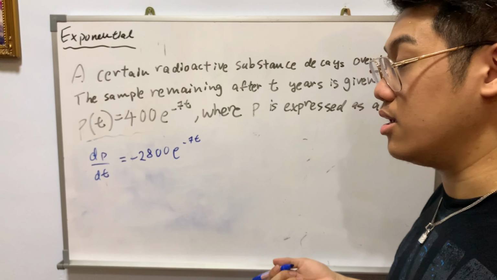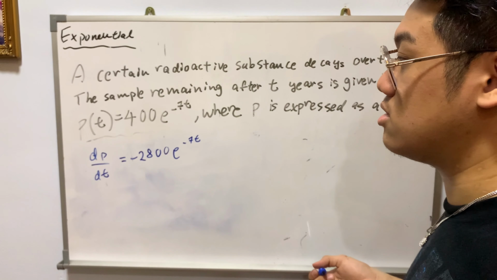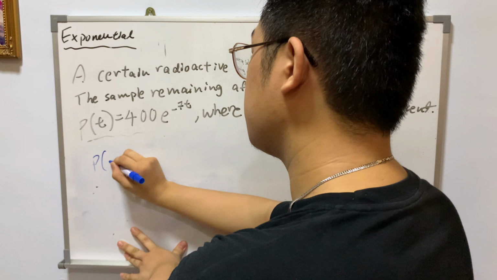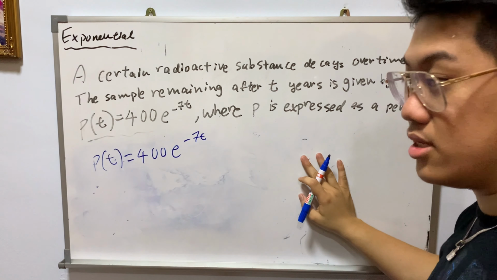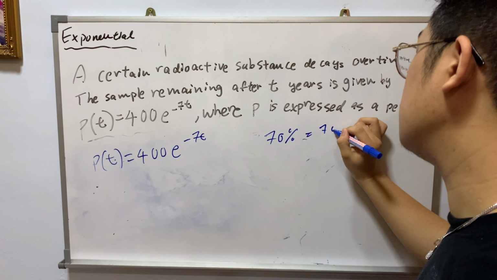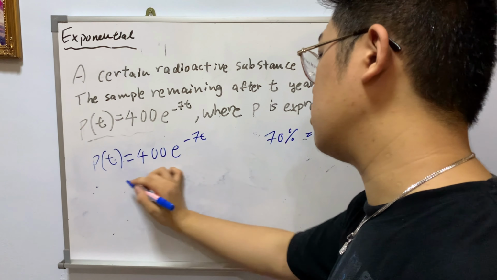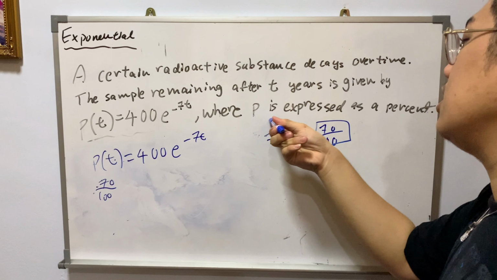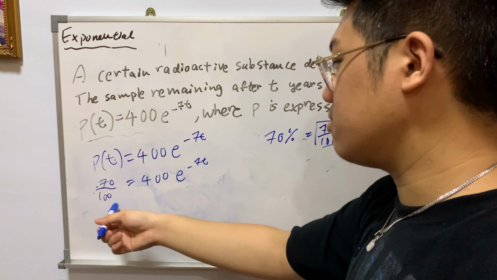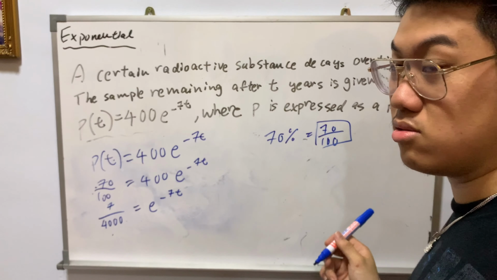For the second part of the question, it asks what is the rate of decay when 70% of the original sample has decayed. We should use the original equation P(t) and substitute in the 70%. We know that 70% equals 70 over 100. We should substitute this in here, because p is expressed as a percentage. Now we need to move 400 to the other side. So your answer should be 7 over 4000. You can pause to copy the answer.